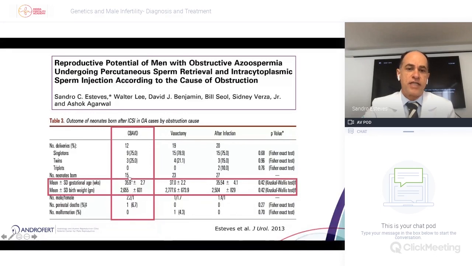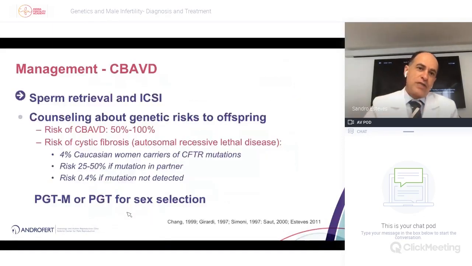Here you can see that the neonatal profile of the resulting offspring is quite comparable with other categories of obstructive azoospermia in terms of the gestational age in weeks, and also the birth weight of the babies born. They are very good. In this series, we had only one stillborn and no malformations in patients we treated with ICSI where the male partner had CBAVD.